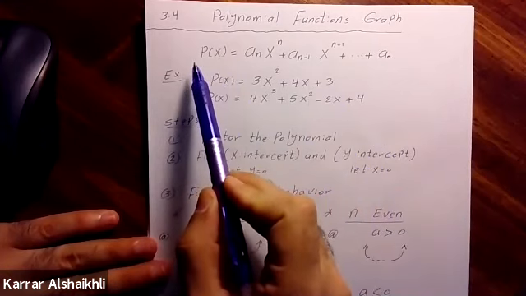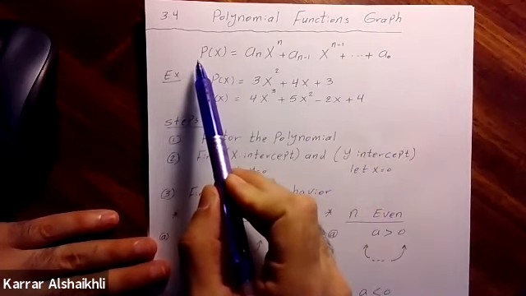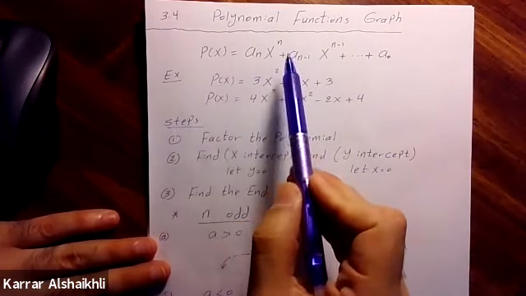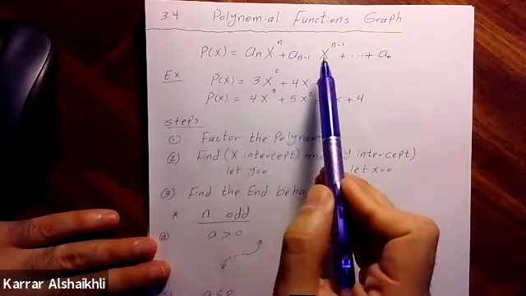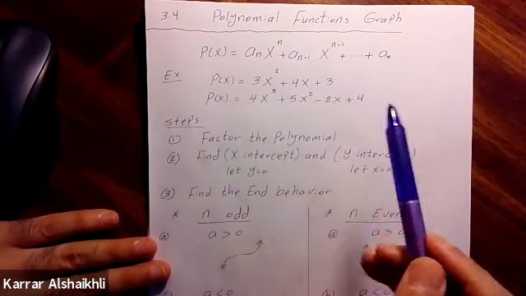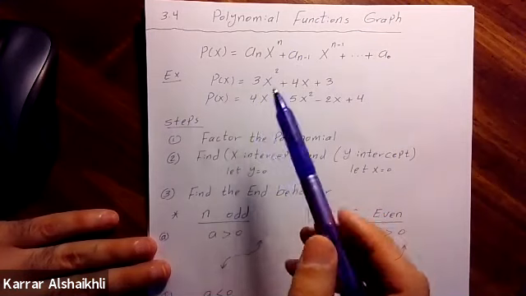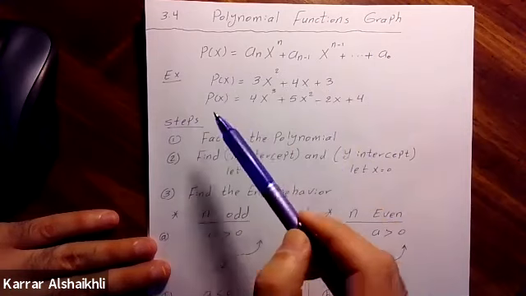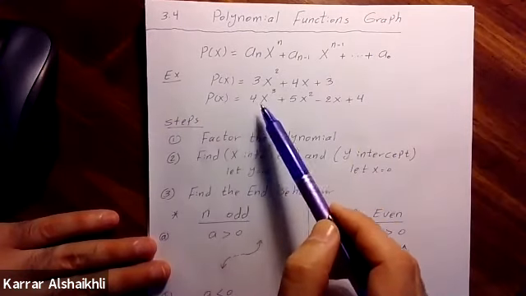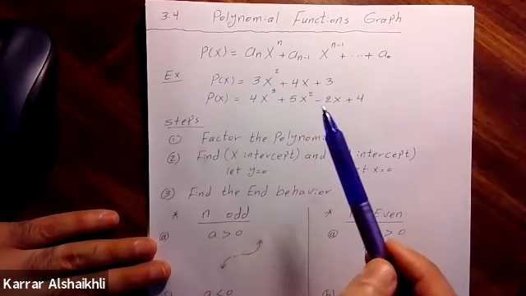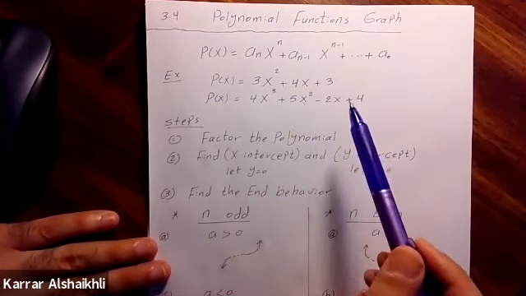This is the general form of the polynomial function: P of x equals a_n x to the power n plus a_(n-1) x to the n minus 1, plus, until a naught. And here are examples of the polynomial function: P of x like 3x squared plus 4x plus 3, or P of x equal 4x cubed plus 5x squared minus 2x plus 4. So this is a kind of polynomial function.